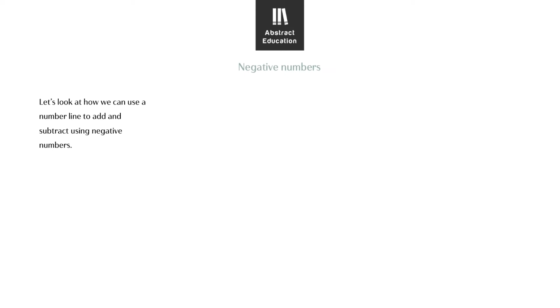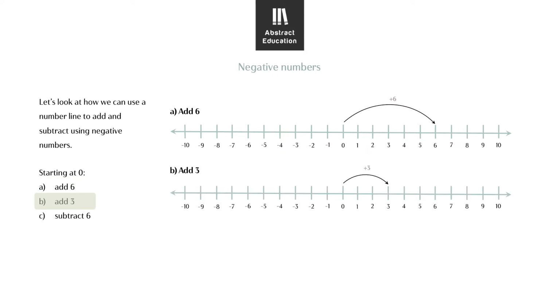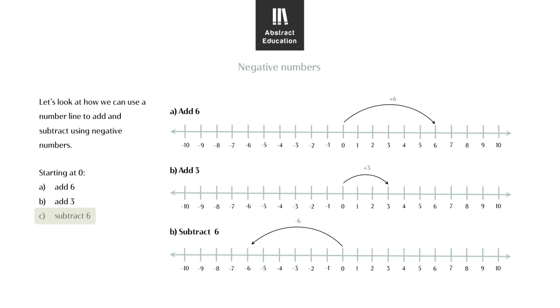Let's look at how we can use a number line to add and subtract using negative numbers. First, draw a number line and find your starting point, which is 0. Next, you need to count 6 to the right. Here is how you would add 3, and finally here is how you would subtract 6.